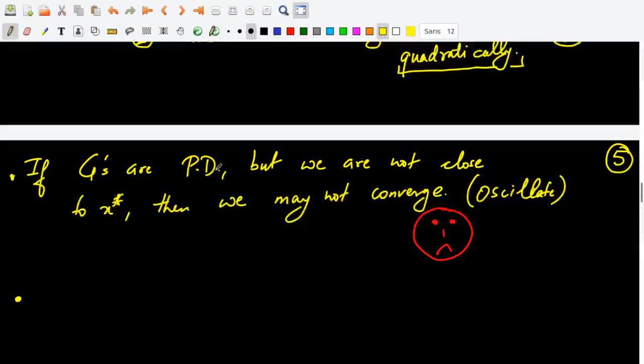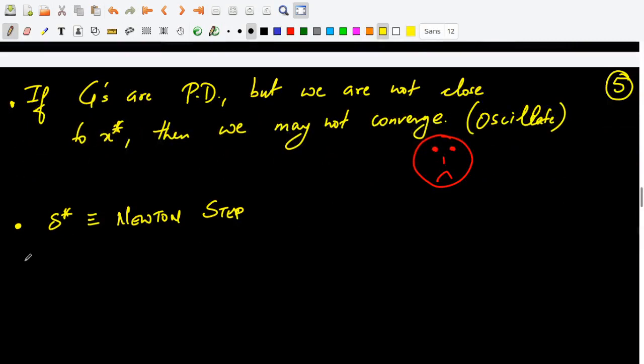In fact, what may happen is that the function value may not even decrease if we take a Newton step, right? So this delta star is called the Newton step, and this may not even lead to a decrease in the function value. So there are some ways around this difficulty, and the book has nice suggestions on these ways.